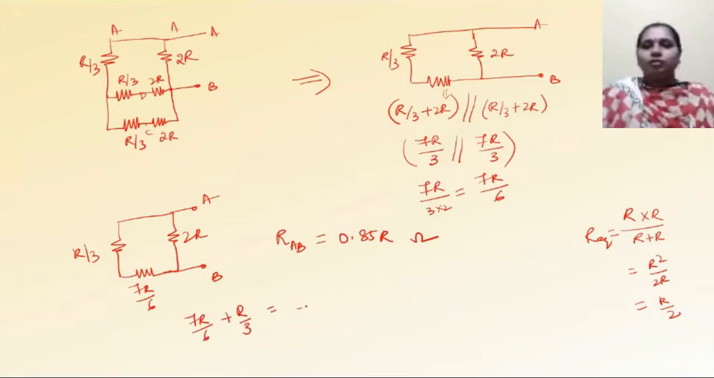What is this value? This value is nothing but, the denominator is 18. 7 3s are 21R plus 6R. It is nothing but 27R by 18. Okay, so it is nothing but, 9 3s are 27, 9 2s are 18, that is 1.5R. So this is the combination of 1.5R.